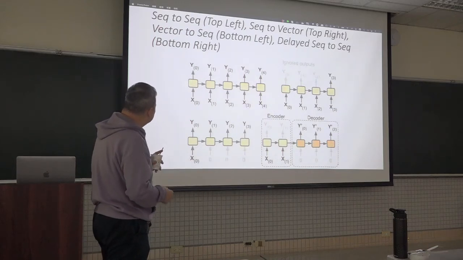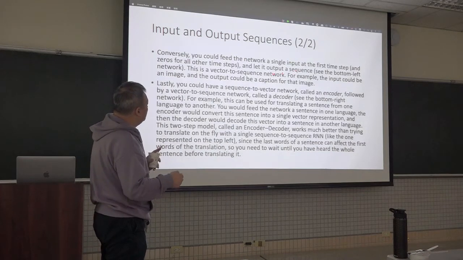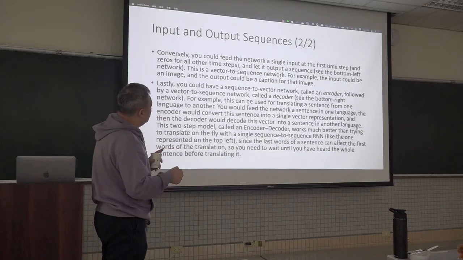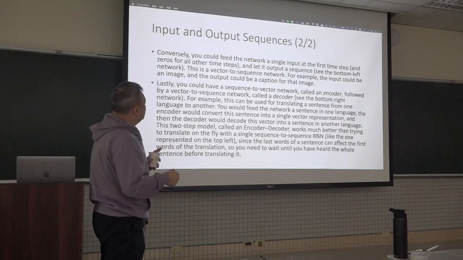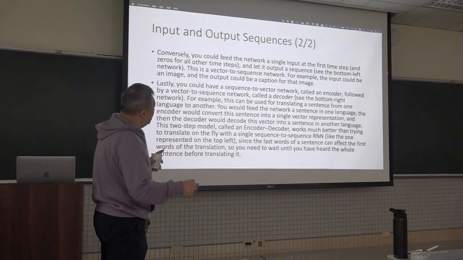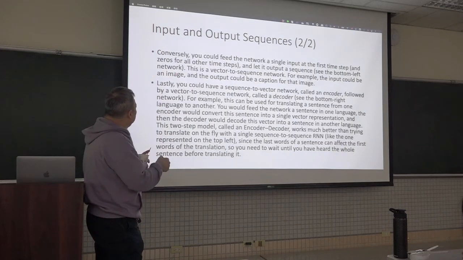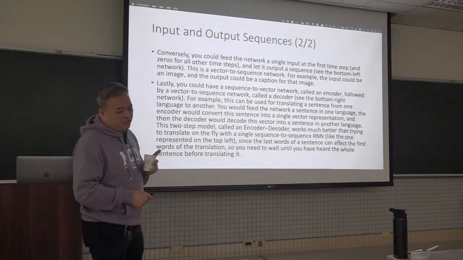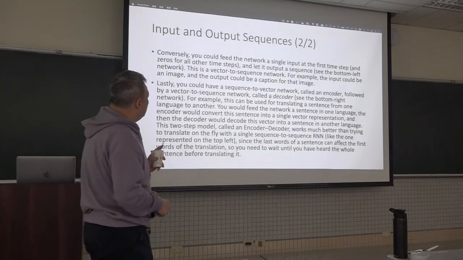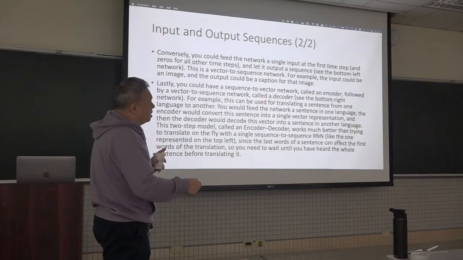The third one is the opposite. We feed it a vector input, and it outputs a sequence. An application for this type of model is that you can input an image and expect the model to output a caption for that image.